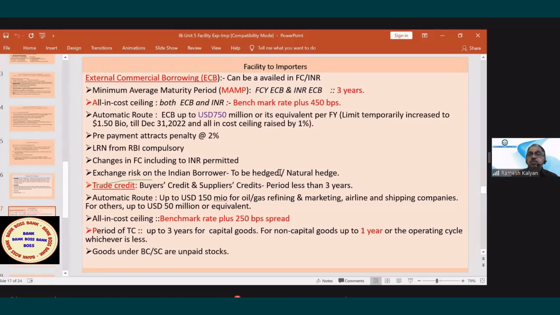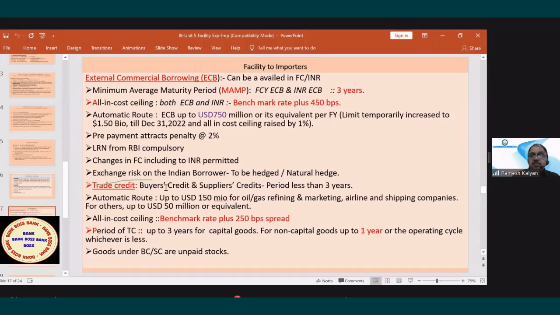Hedged means you should book a forward. Very good. And natural hedges: you should have your own proceeds in that currency. That is natural hedging. I have got a payment of 1 million to make. Suppose I have got export proceeds due to receive, 1 million. I can pay out of those proceeds. So that is natural hedging.